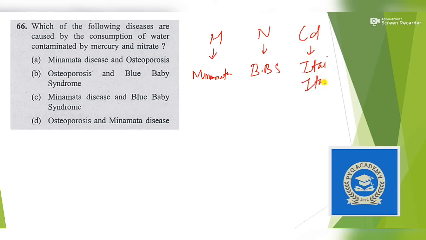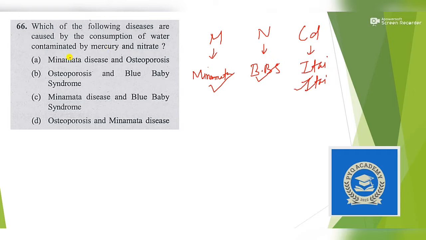So very common question. It has been asked in various examinations. So mercury causes Minamata. Okay. Minamata. And nitrate causes blue baby syndrome. Okay. And another one is caused by one metal known as cadmium, which is Itai-itai. Okay. So remember all these three, it is asked in various examinations, not only in UPSC but in various exams of SSC or railways. Okay. So it is a very important GK question.